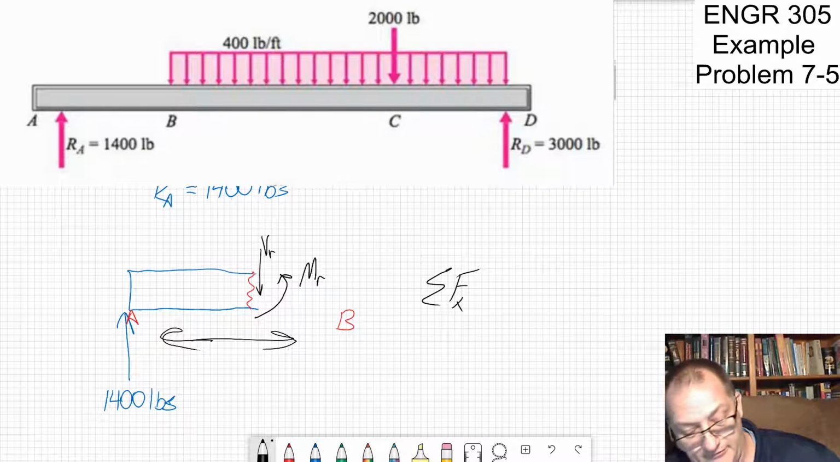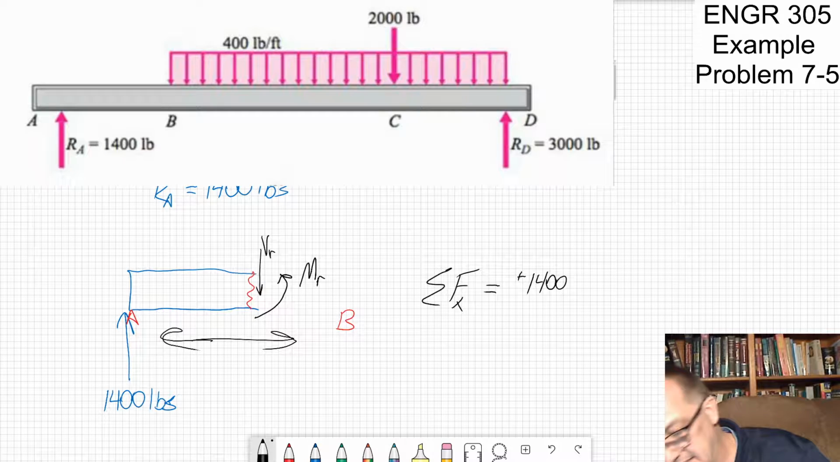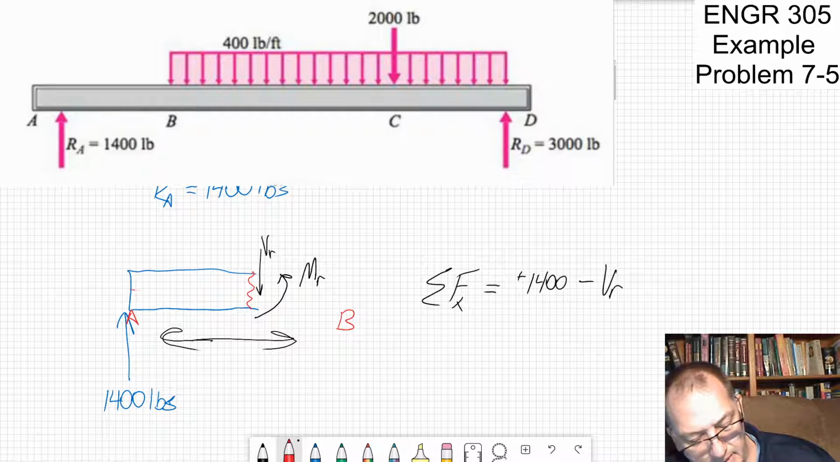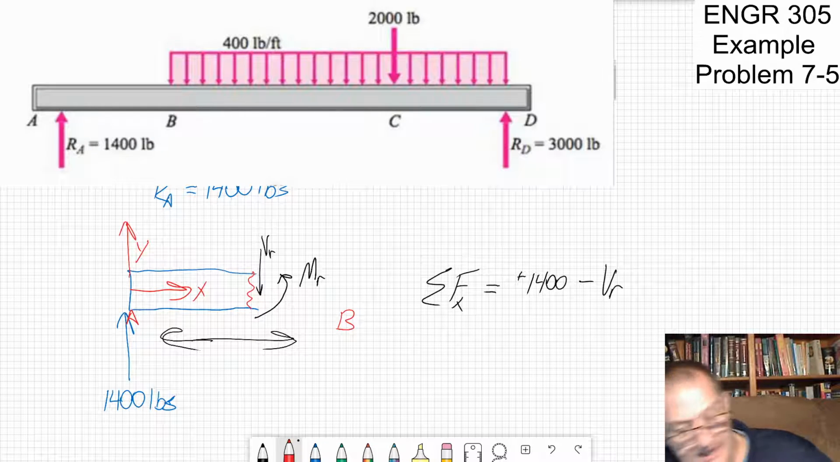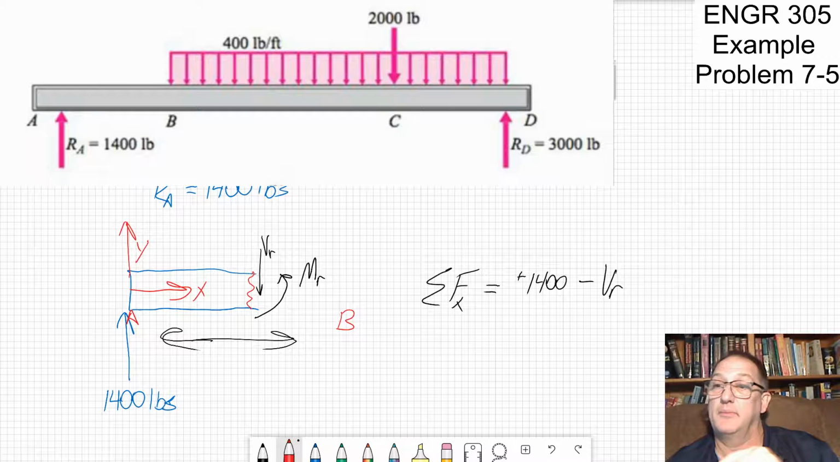So the sum of the forces in the X direction is equal to: I've got a plus 1,400. That's this force on the end. And then a minus VR. And I'll put a coordinate system on here too, X, Y. And so what I see, and that's true for anywhere in that section from A to B, wherever I would split it, that would be my free body diagram.